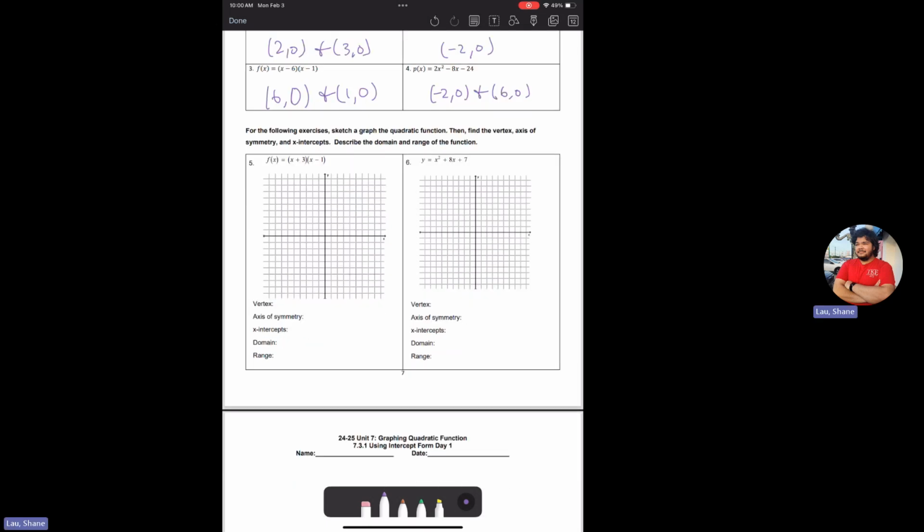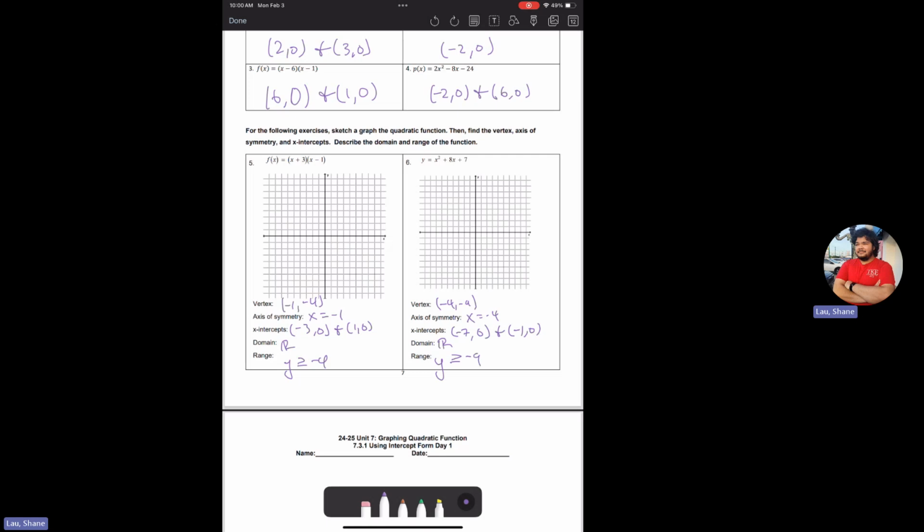Our vertex for the first problem, problem number 5, I guess, is negative 1, negative 4. The axis is x equals negative 1, intercepts negative 3, 0, and 1, 0. Domain is all real numbers. My range is y is greater than or equal to negative 4. My vertex is negative 4, negative 9. Axis of symmetry, x equals negative 4. X intercepts are negative 7, 0, and negative 1, 0. My range, of course, is still y is greater than or equal to negative 9, and the domain is all real numbers.